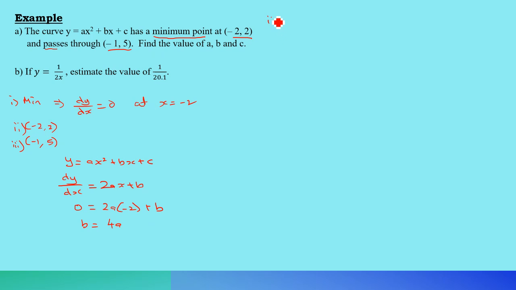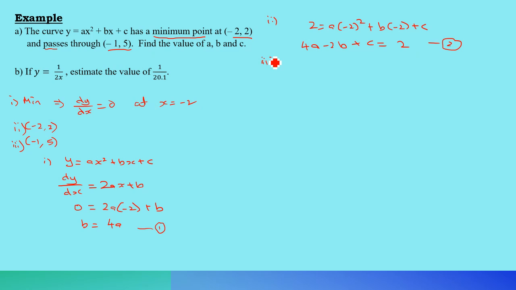So your second condition is, okay, this is your first condition. We already formed an equation. Let's say I call it equation 1. From your second condition, negative 2, 2, which means your x is negative 2, your y equals 2. So what do you have? a times negative 2 squared plus b times negative 2 plus c. If you rewrite this, you get 4a minus 2b plus c equals 2. Let's say I call it equation 2.